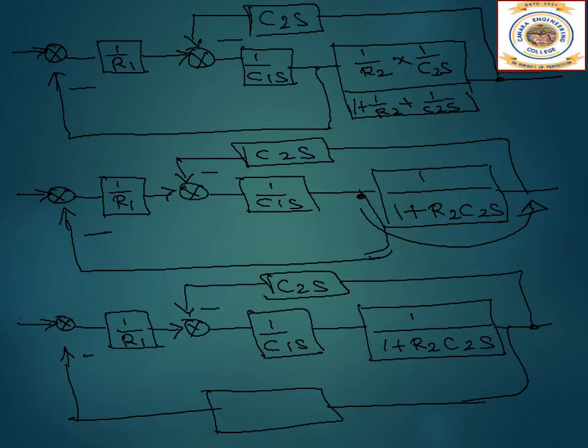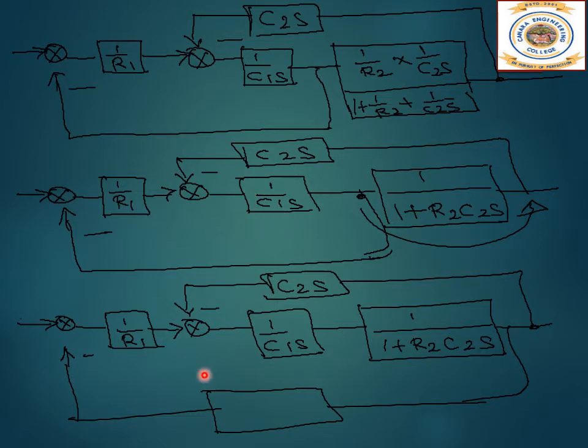Now let us again trace the path. So here previously, now this is what we have moved, no? So that we will trace now. Starting from the summation point, 1 by R1 block, then 1 by C1S block. From here the take-off point goes back to the summation point. So we have two blocks, 1 by R1 and 1 by C1S.